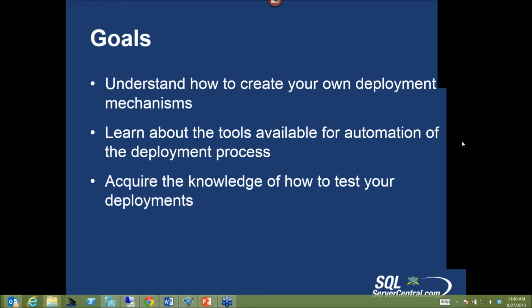There are two tools on the market. I think there's a couple of others, but they're really two. Visual Studio database tools and Redgate SQL Source Control. Those are the two tools that do it best.